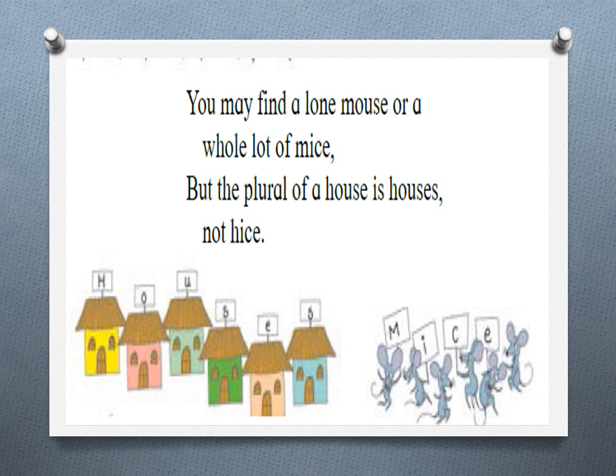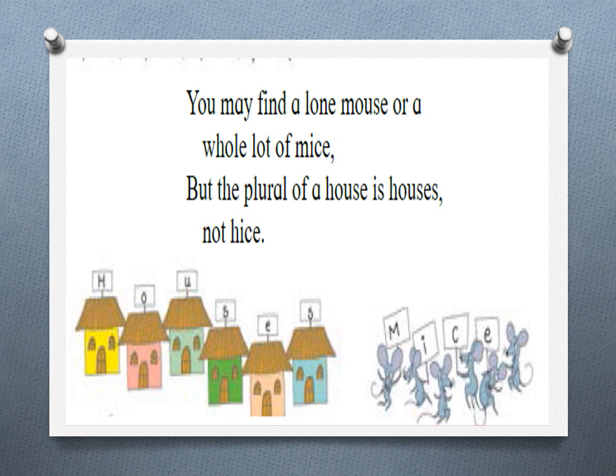Now the next verse is: you may find a lone mouse or a whole lot of mice. But the plural of house is houses, not highs. Now here, you may find a is separate and lone is separate. So my dear children, here lone means alone. So one single mouse and many mice. But one house, many houses. Then why should it not be highs?